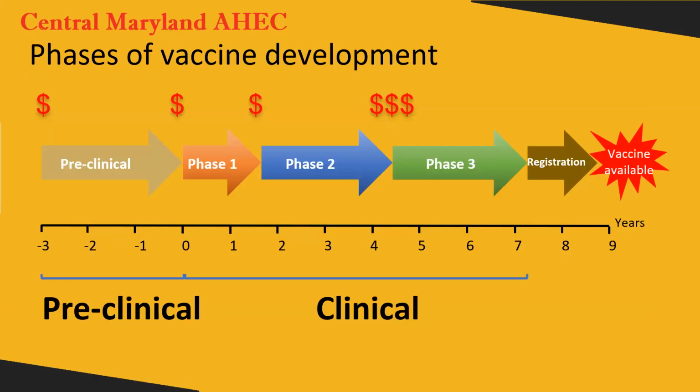Typically, a vaccine does take about a decade to be developed. This is in part because usually all of the phases happen in a certain sequence as shown on this timeline, and it's also extremely expensive to be able to carry out these kinds of trials.